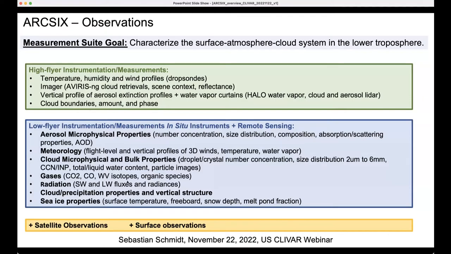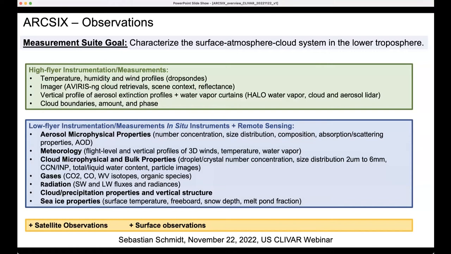So then that low flyer is a mix of in situ instrumentation to characterize aerosol properties and cloud size distribution. It's going to make composition measurements. We're going to get the standard meteorology measurements. This is the cloud microphysics. This is not internal to the plane, but these are, of course, going to be wing probes. Then we're going to measure some gases, some tracer gases, of course radiation. And we're going to get some remote sensing as well.